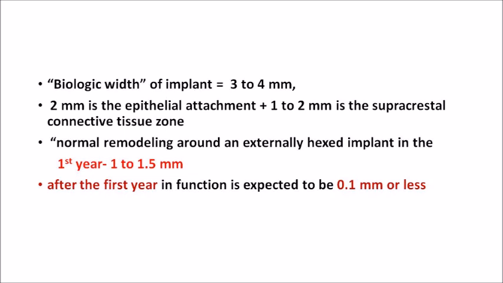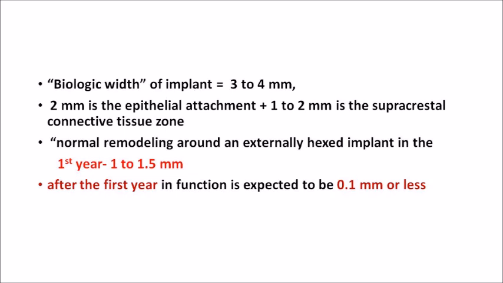Now a word about the biological width of the implant. We know the biological width of a tooth is considered as 2.04 millimeters, right? It is the width of the junctional epithelium plus the connective tissue fibers. When it comes to implants, it is always greater. The biologic width of an implant ranges from 3 to 4 millimeters.